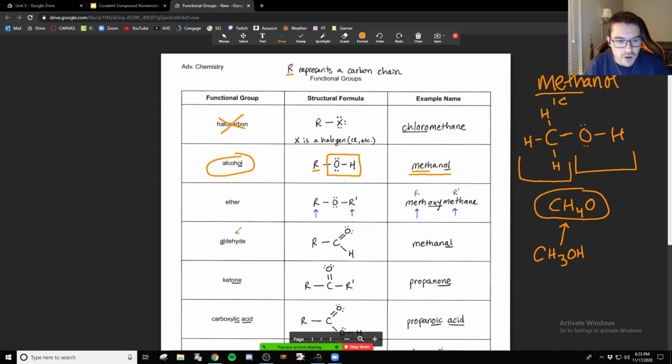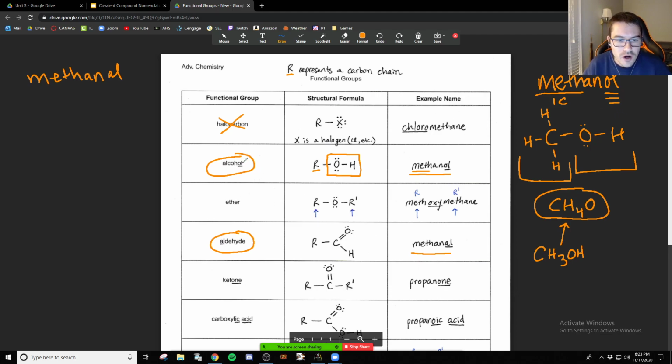Let's do an aldehyde. Okay, so this is the structural formula for what an aldehyde looks like. Let's go ahead and do this example here, methanal. Okay, we'll do this on the left-hand side here. I know this is an aldehyde. Oh, and I should have mentioned this with the alcohol as well. The way I know based on the name that this is an alcohol is because it's called methanol. Okay, alcohols are going to end with OL. Okay, alcohol ends with OL.